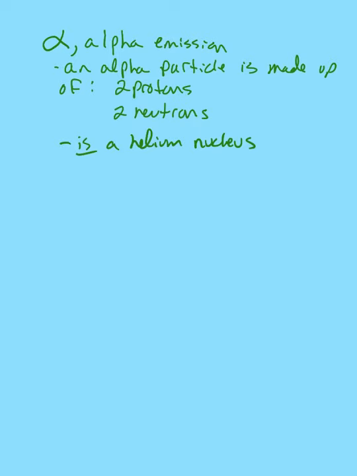Okay, so let's look at an example. If I had this isotope of uranium, because that's definitely radioactive, and it's going to give off an alpha particle, what are we going to get? Remembering that it is 2 protons and 2 neutrons. So you're going to fill in the new isotope right here.